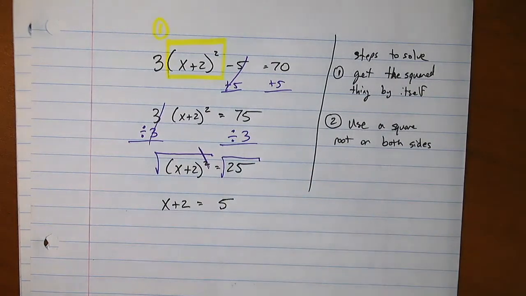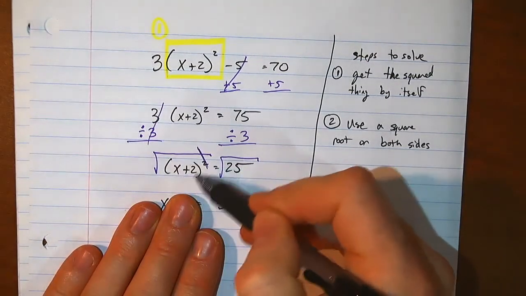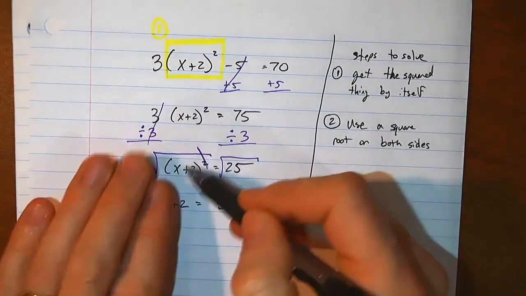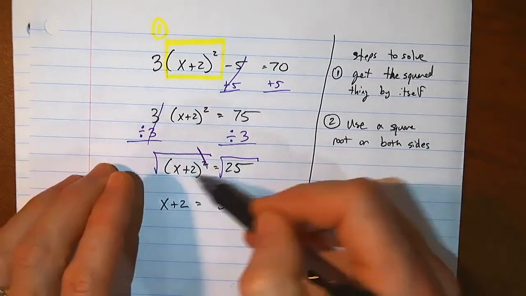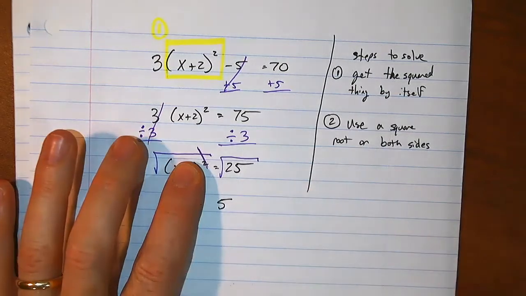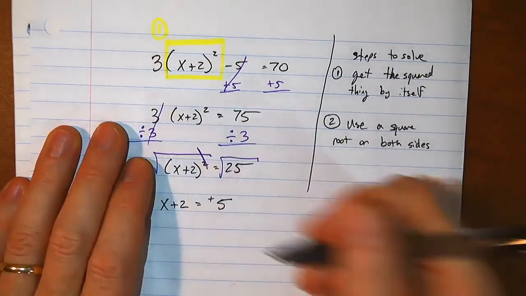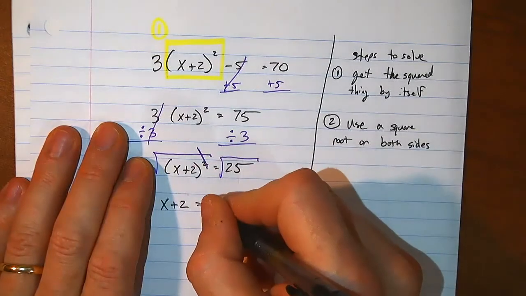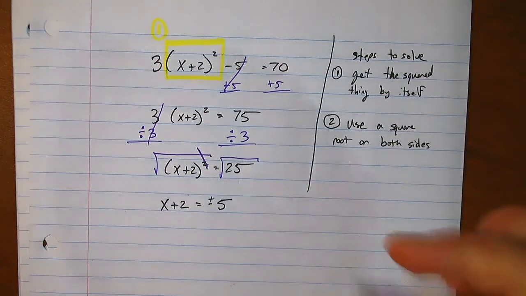But now here is where our little piece of trivia comes into play. I had something back here that was being squared. It was an x plus 2. But I had something back here that was being squared, and the answer was 25. So that thing might have been positive 5, but that thing also could have been negative 5. And so this is where I'm going to add in that plus or minus sign.